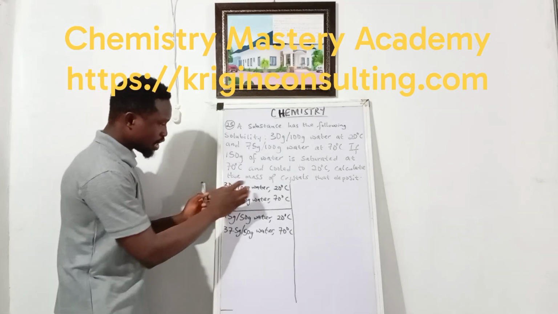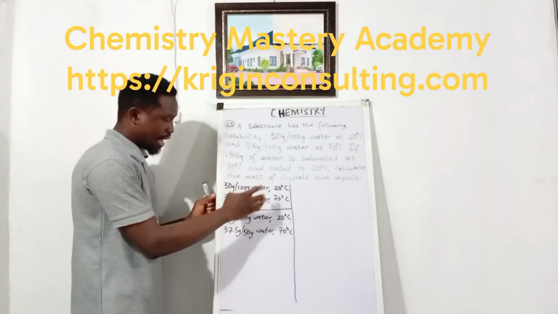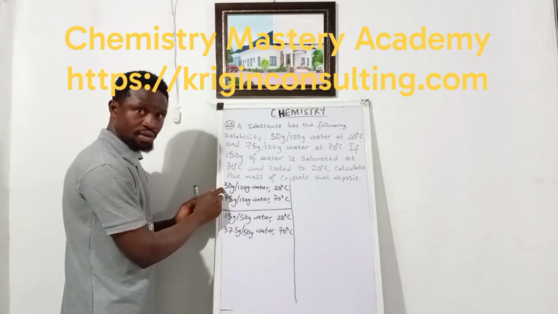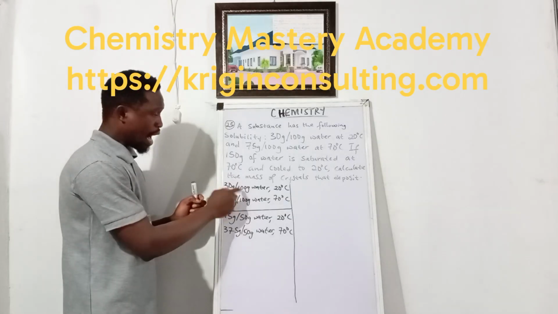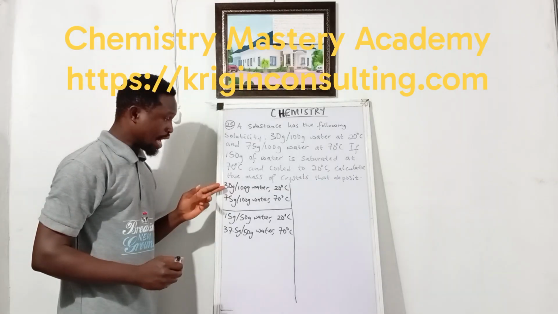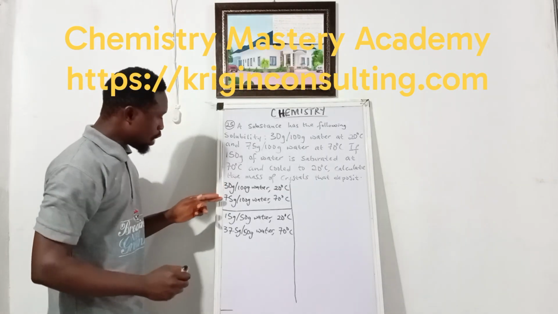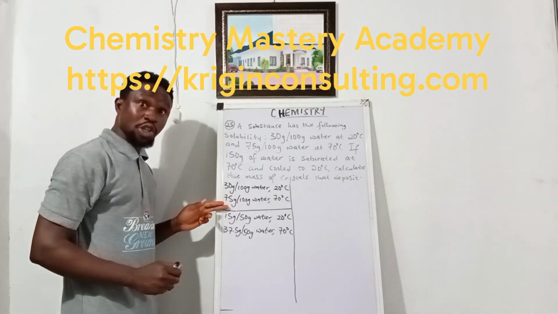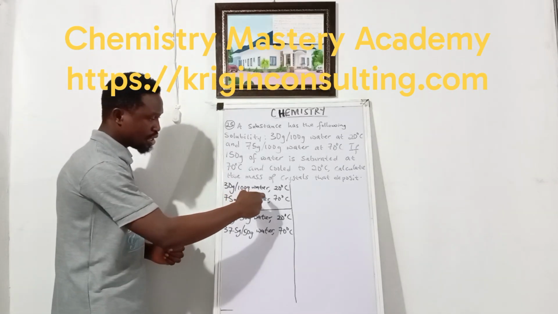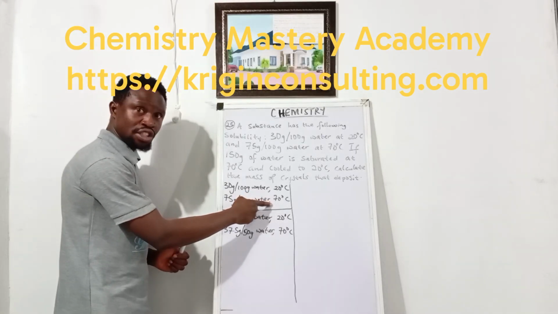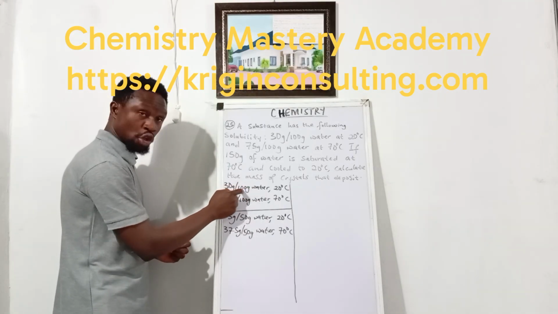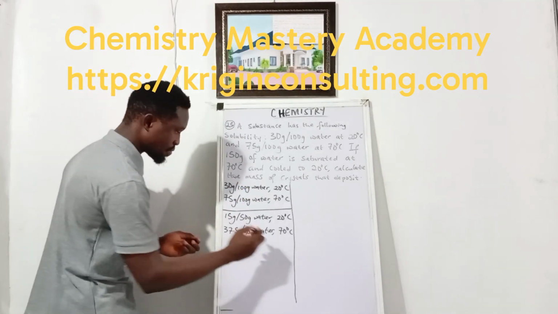First of all, this is for 100 grams and this is for 50 grams, right? Now when 30 grams dissolve in 100 grams, we still have some amount remaining. Then when 75 grams dissolve, we still also have some amount remaining. So now the question is, what is the difference between the solubility at 70 degrees Celsius and the solubility at 20 degrees Celsius, when we are looking at 100 grams of water?